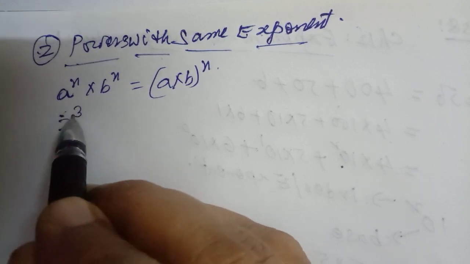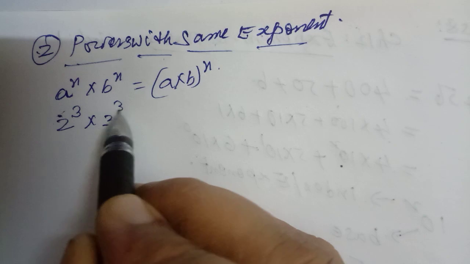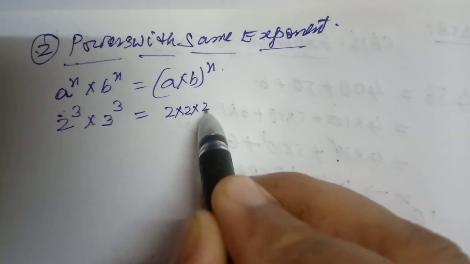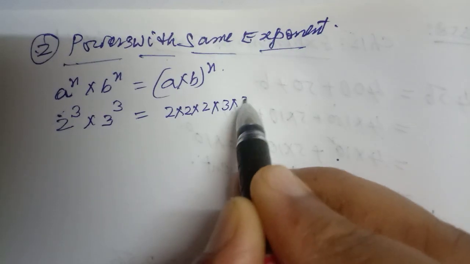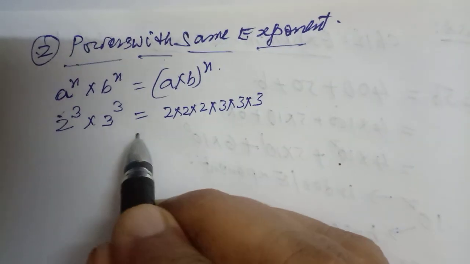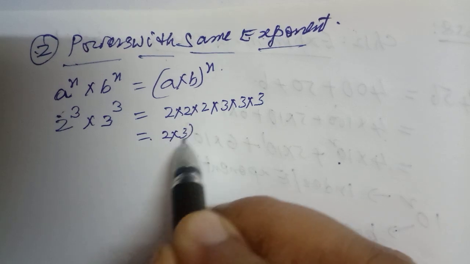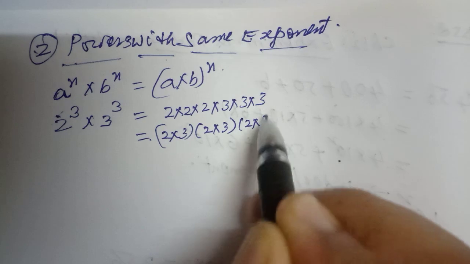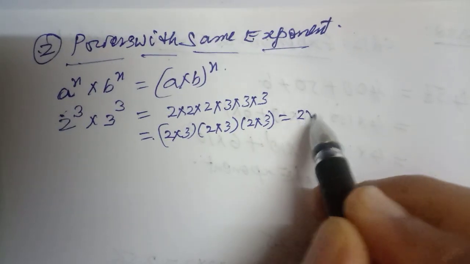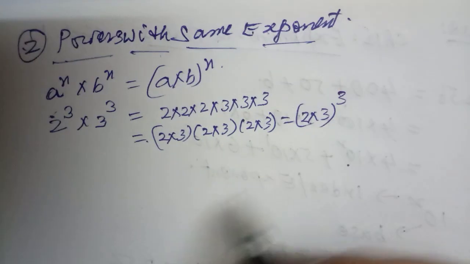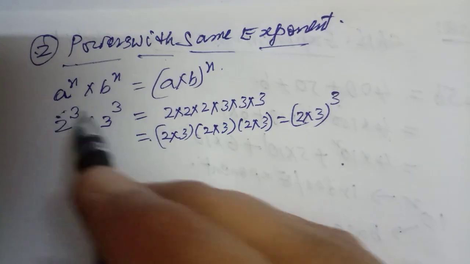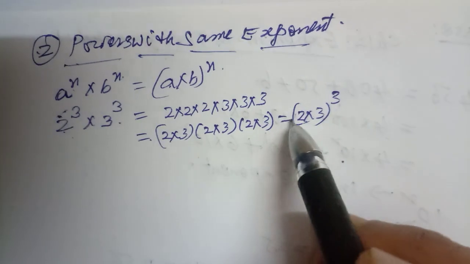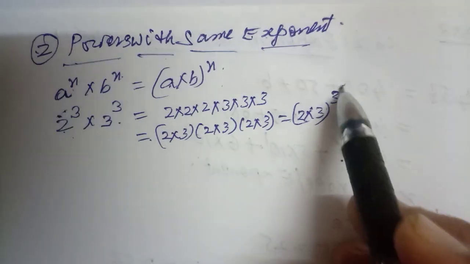2 to the power of 3 into 3 to the power of 3. This is nothing but 2 into 2 into 2 into 3 into 3 into 3, right? So this one can be written as 2 into 3, 2 into 3, 2 into 3. That is equal to 2 into 3 whole cube. See here, a to the power of n, b to the power of n is equal to a into b whole power n.